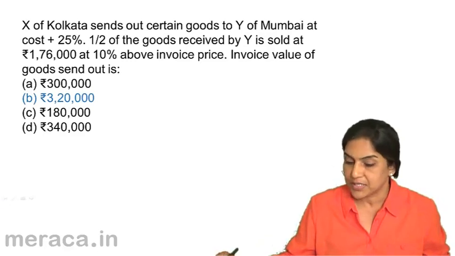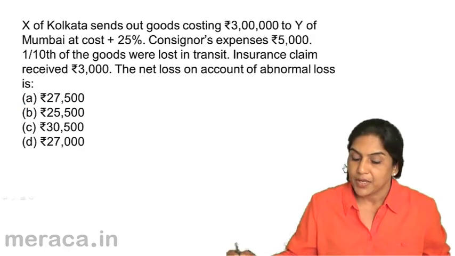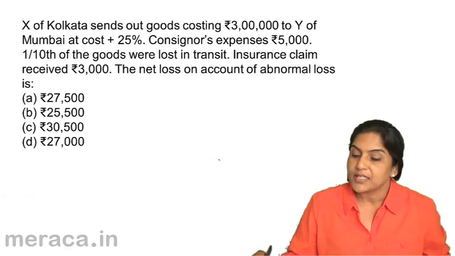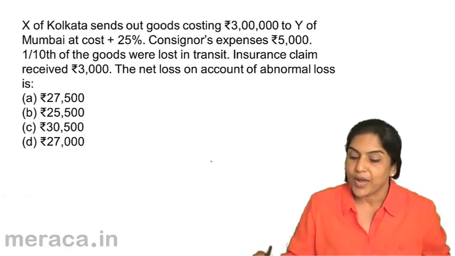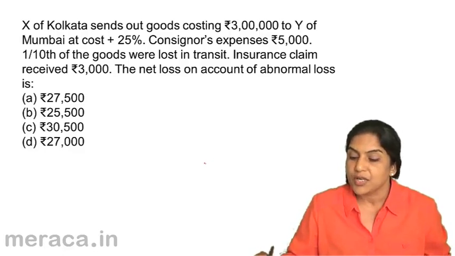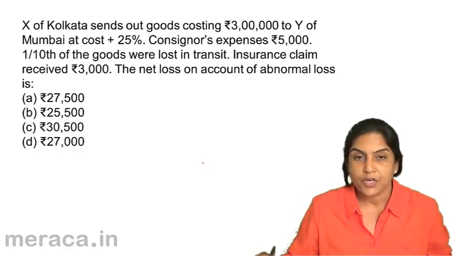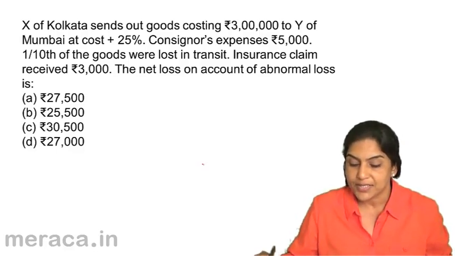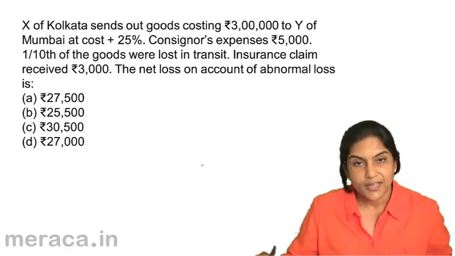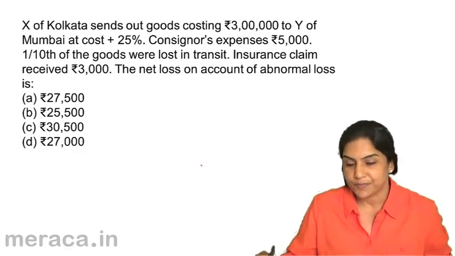B, 3,20,000. Next, X of Kolkata sends out goods costing 3 lakh to Y of Mumbai at cost plus 25%. Consignor's expense is 5,000. 1/10 of the goods were lost in transit. Insurance claim 3,000. The net loss on account of abnormal loss is A, 27,500, B, 25,500, C, 3,500, D, 27,000.